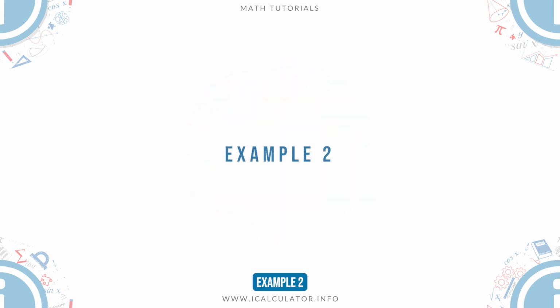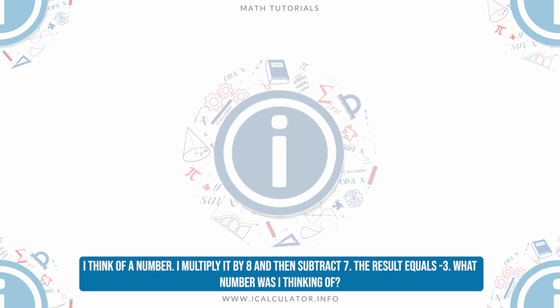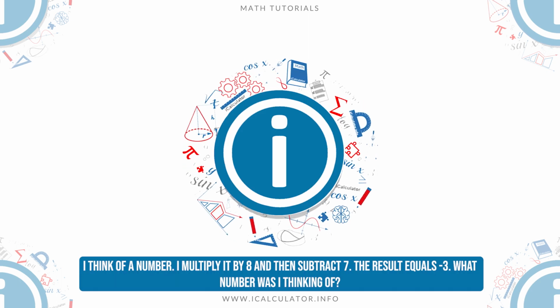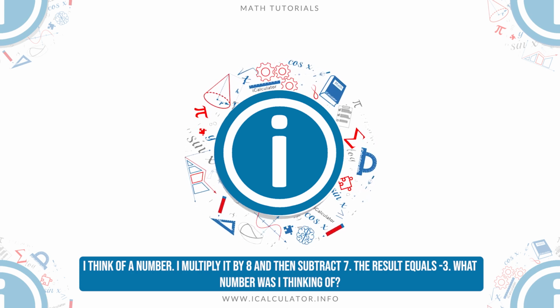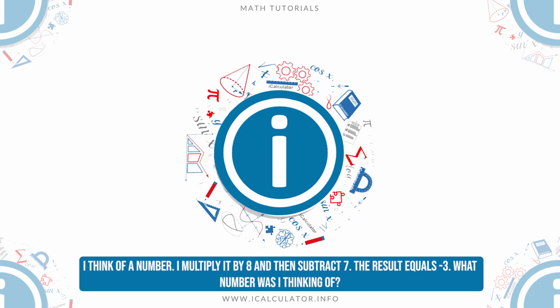Example 2. I think of a number. I multiply it by 8 and then subtract 7. The result equals minus 3. What number was I thinking of?